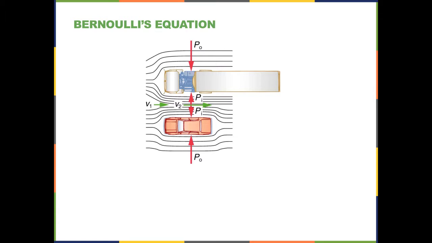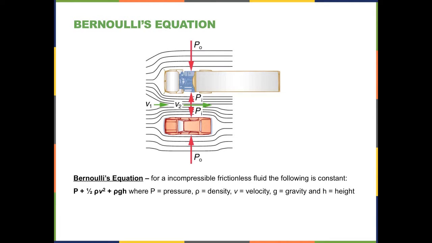Bernoulli's equation is a way of relating pressure and velocity of fluids flowing around and amongst various objects. Bernoulli's equation states that for an incompressible, frictionless fluid, so a somewhat idealized state, because we know that there's no such thing as frictionless, and we know that there's no such thing as incompressible. However, for high school physics classes, we can assume both incompressibility and a lack of friction. The following relationship is a constant.